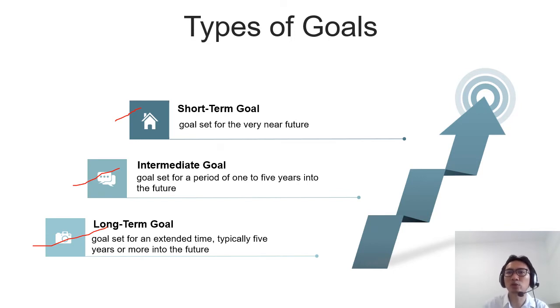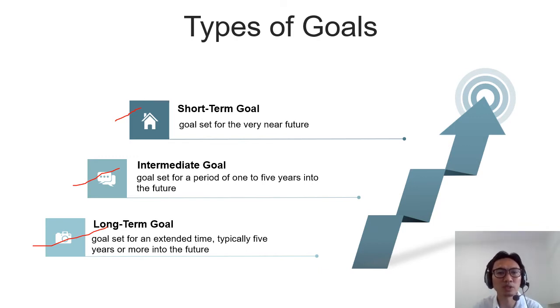For example, what you want to achieve within 2 months, within 6 months, or maybe by this week, or maybe by today. Those are all short-term goals. These are goals created to achieve within 0 to 1 year. And then when we come to intermediate goal, it is what we want to achieve from 1 to 5 years. I repeat again, intermediate goal is what we want to achieve within 1 to 5 years.